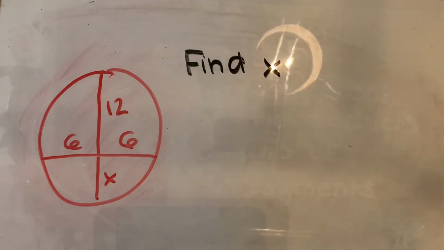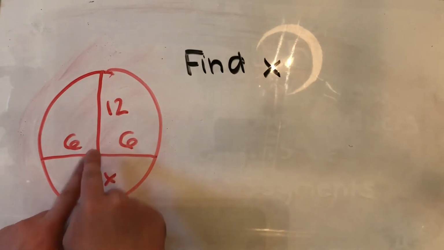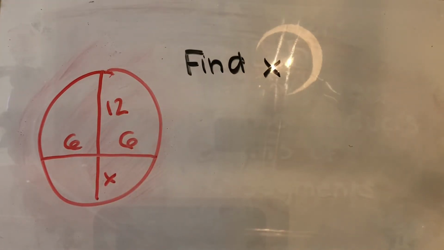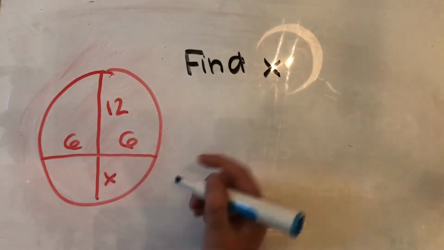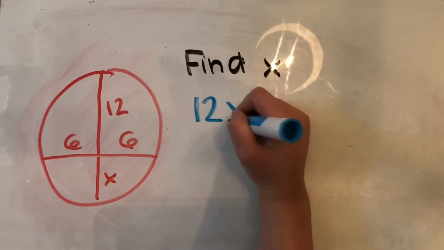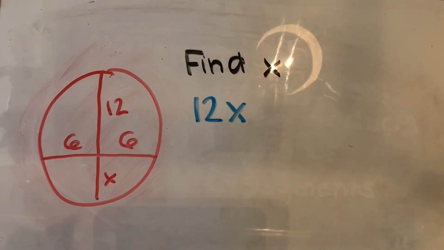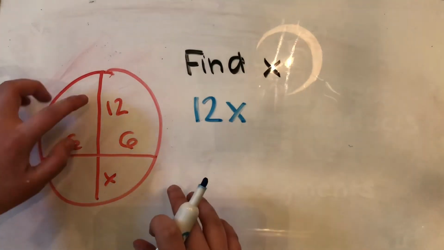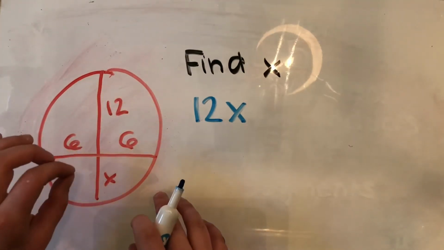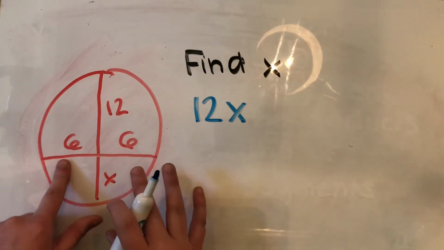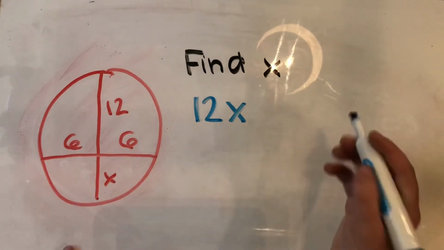So, as we learned a few seconds ago, if two chords intersect in a circle, so these two chords intersect right here, then the products of the lengths of the chord segments are equal. So the products, meaning we multiply them. So 12 times x, because remember that these intersect, and the products of the lengths of the chord segments, so this length and this length multiplied, are equal. So it will equal this length and this length multiplied, if that makes sense.